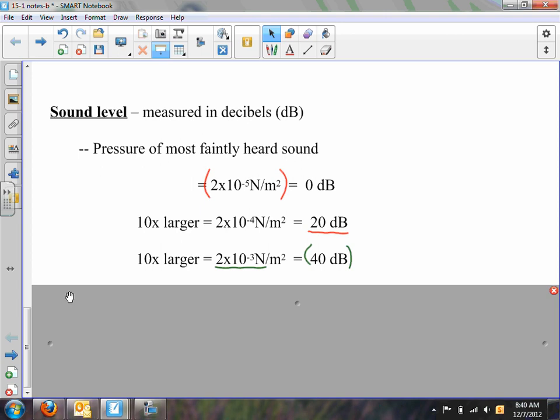To give you an idea, 10 decibels is barely audible. 50 decibels would be moderate, kind of like normal noise in a classroom. 100 decibels would be a fire truck siren type of thing. And you really want to keep your decibels under 100.